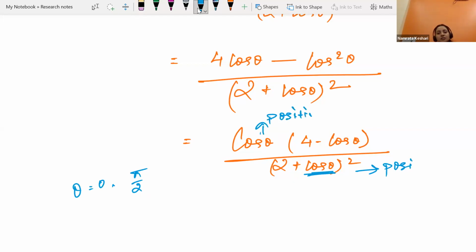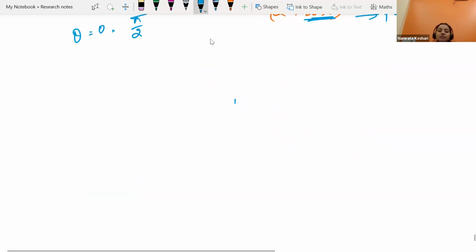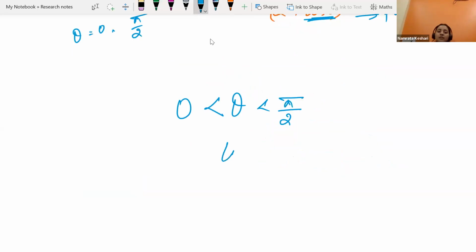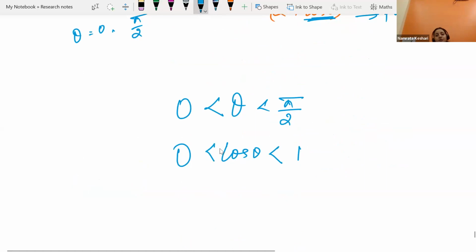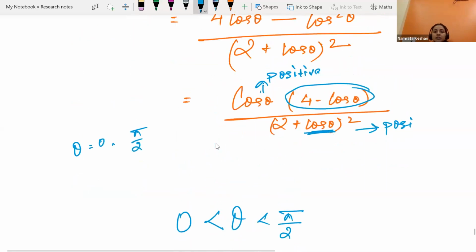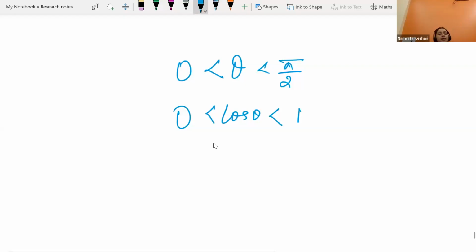Now the confusion is whether this will be positive in the interval 0 to pi by 2, because cos will be positive, but we are having 4 minus cos. We will say that when theta lies between 0 to pi by 2, cos theta lies between cos 0, which is 1, and cos pi by 2, which is 0. Cos theta lies between 0 to 1, right? Yes. What about 4 minus cos theta? Cos theta is positive, we can see from here. But what about this 4 minus cos theta? So let's use the concept of inequality.